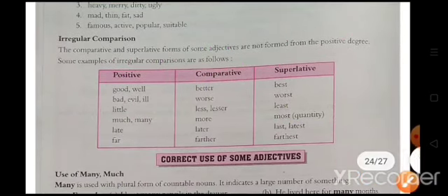Now here we can see irregular comparison. The comparative and superlative forms of some adjectives are not formed from the positive degree. Some examples of irregular comparison are as follows: positive, comparative and superlative. Good, well, better, best; bad, evil, ill, worse and worst; little, less, lesser, least; much, many, more, most; late, later, last, latest; far, farther, farthest.